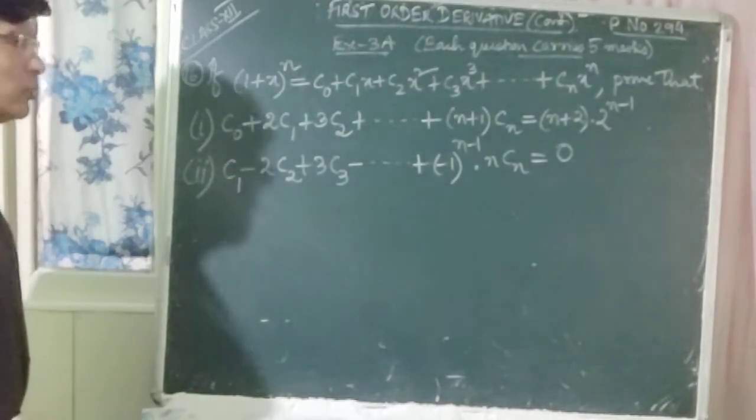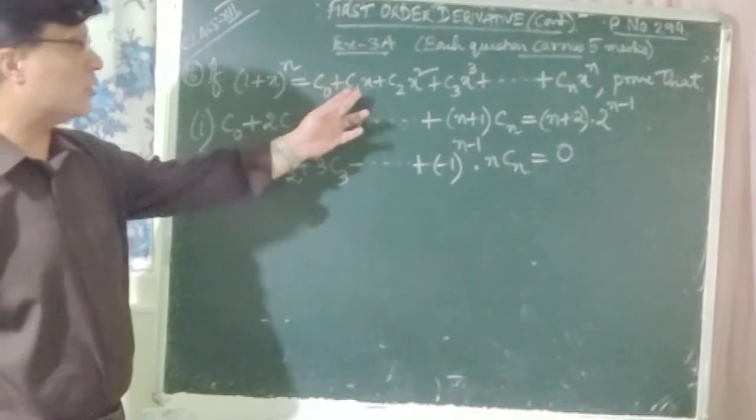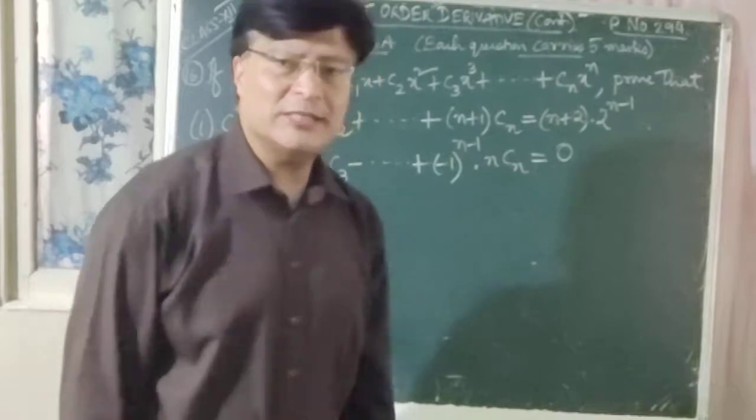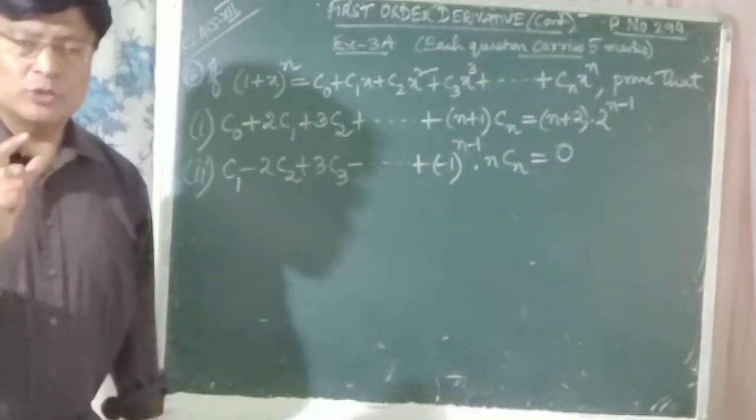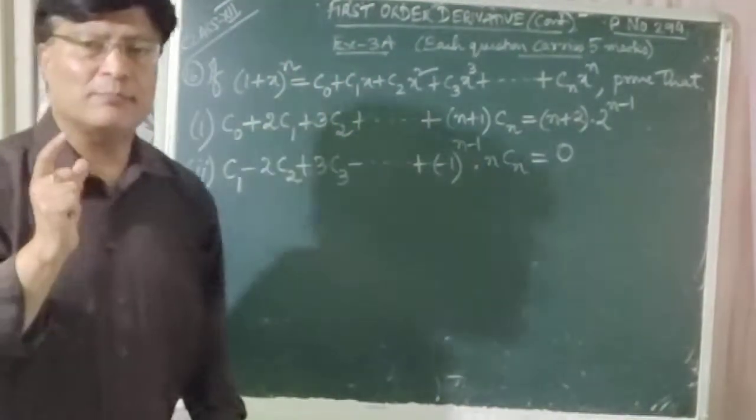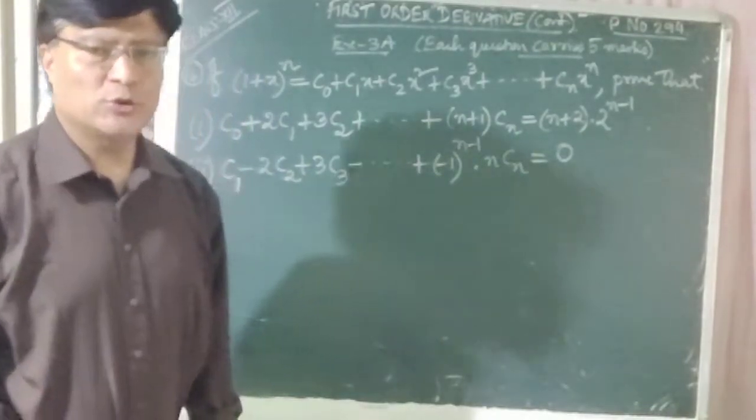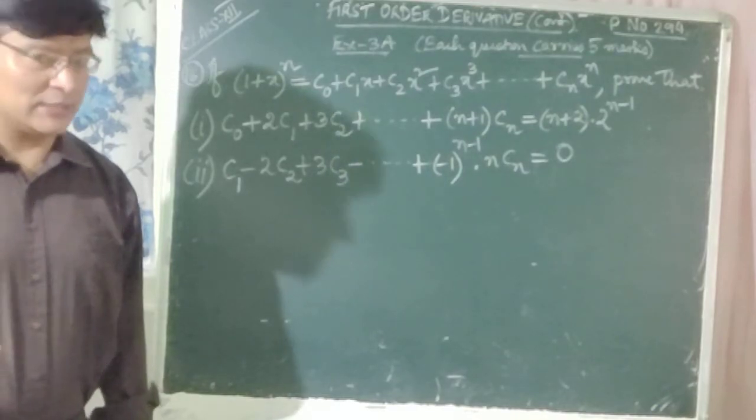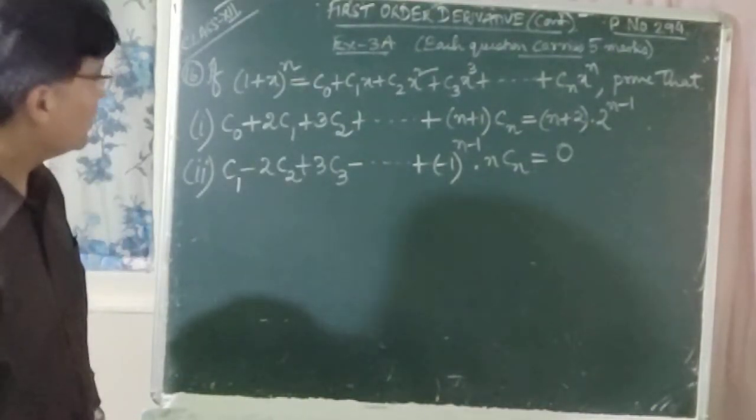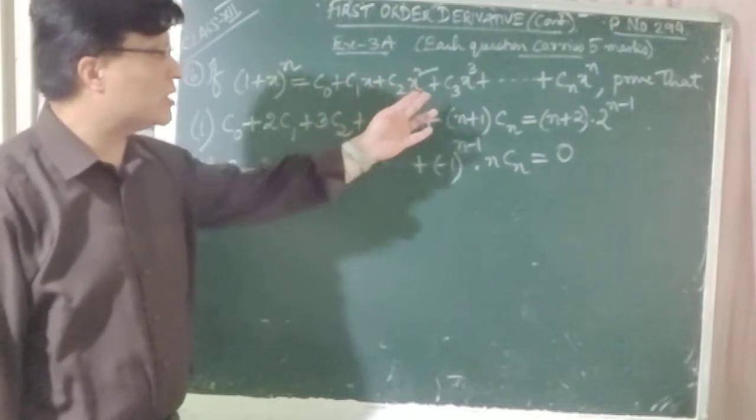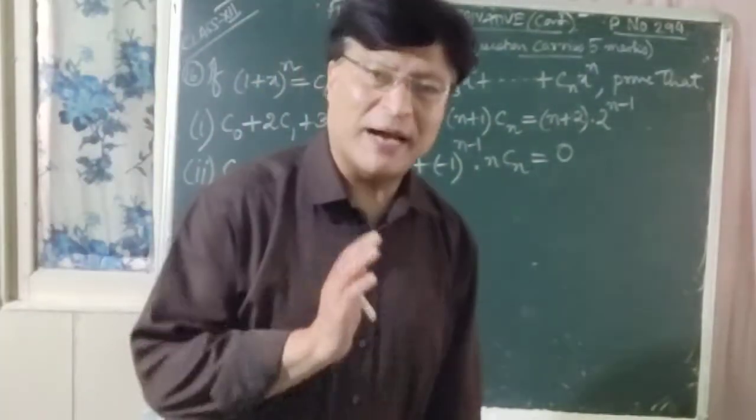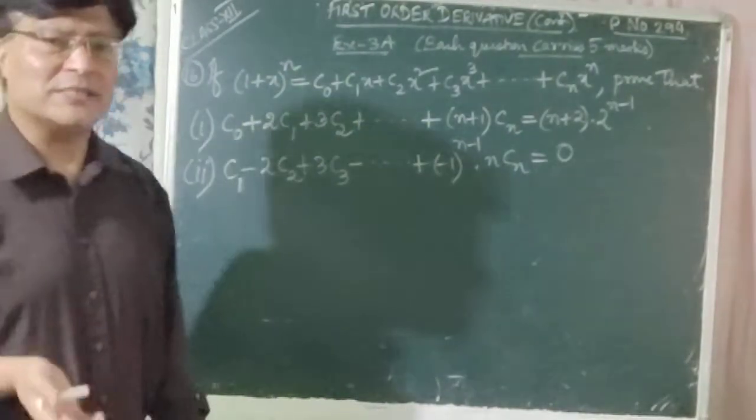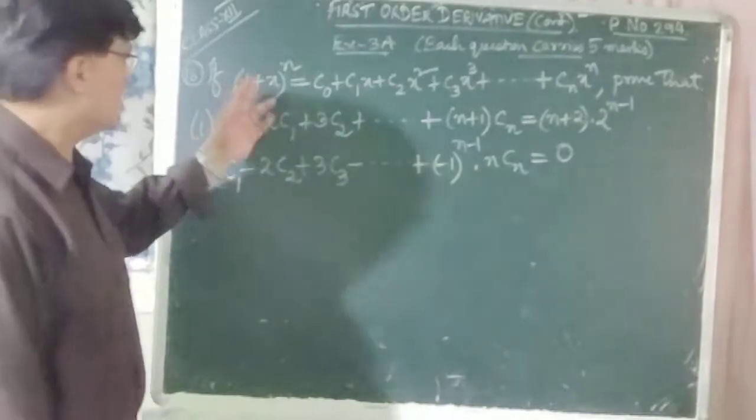If (1 plus x) to the power n is equal to c0 plus c1x plus c2x square plus c3x cube plus ... plus cnx to the power n. So you know that this formula is known as the binomial expansion. This binomial expansion or binomial theorem is done in class 11. I think you did it, right? And now in this case, c0, c1, c2, c3, ..., cn are known as binomial coefficients, or constants. The only variable here is x. Okay, so this is the given part.